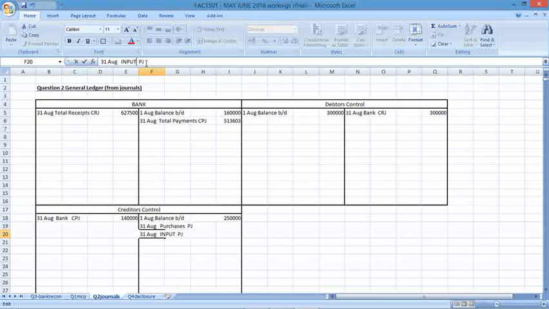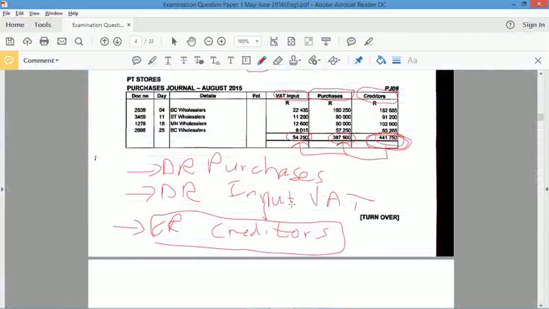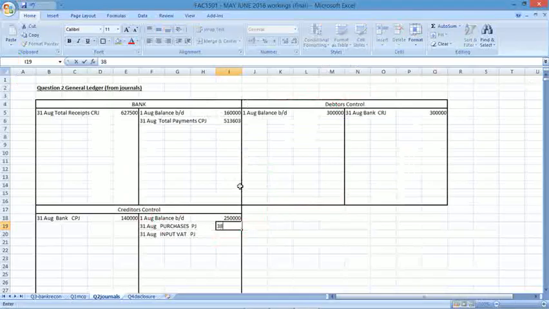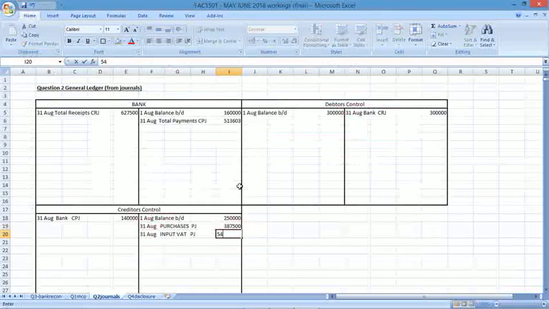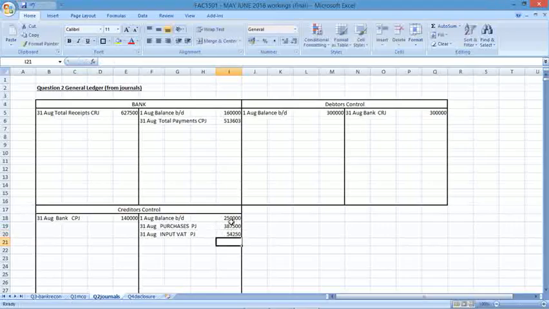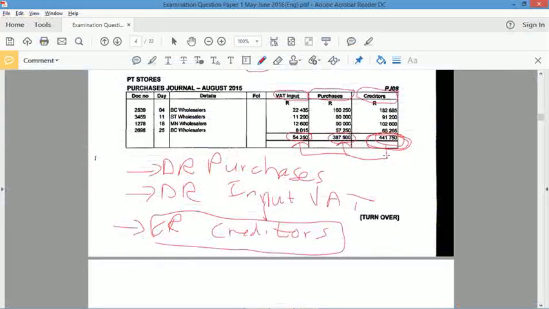input VAT. Okay, so I'm showing it separately because both amounts make up the total. You know you pay the VAT exclusive plus the VAT, which is the VAT inclusive, when you make a purchase. Right, so 387,500 and 54,250. That's the creditors. The total is obviously the 441,750.